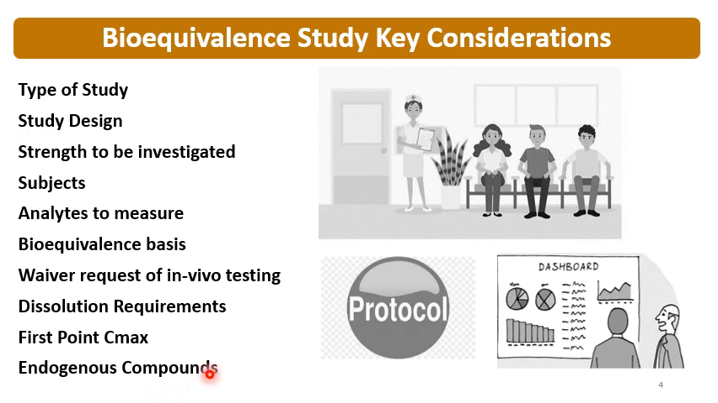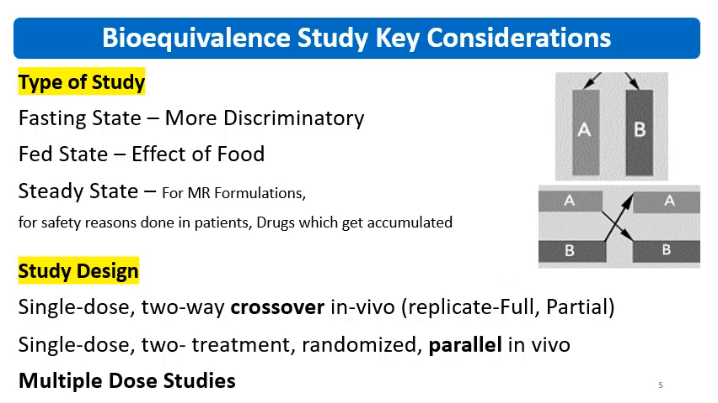And another thing is that sometimes BCS bioequivalence can be taken, and also sometimes based on the formulation design, the product can be directly given a waiver from bioequivalence study. Like if the product is in solution form or gas form, that time you are not required to perform the bioequivalence study. So type of study may be fasting state, fed state, or the steady state.